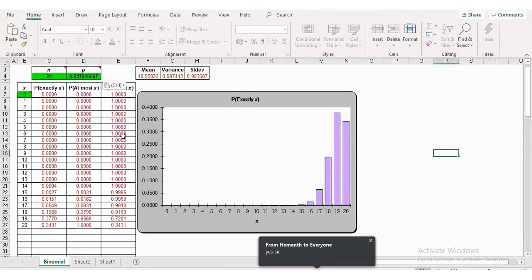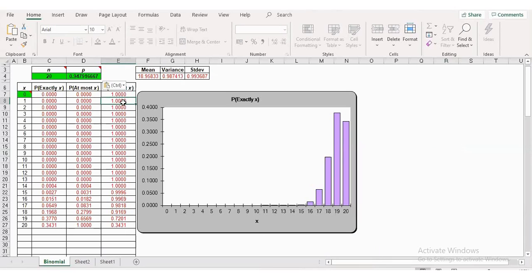What is the chance that they are going to meet the SLA for 1 day? When they are highly capable, most of the time they are meeting it. At least 1 day out of 20 days is anyway 100%. Let me put it like this.